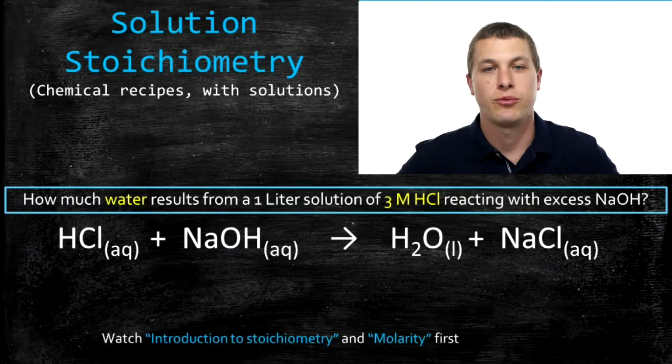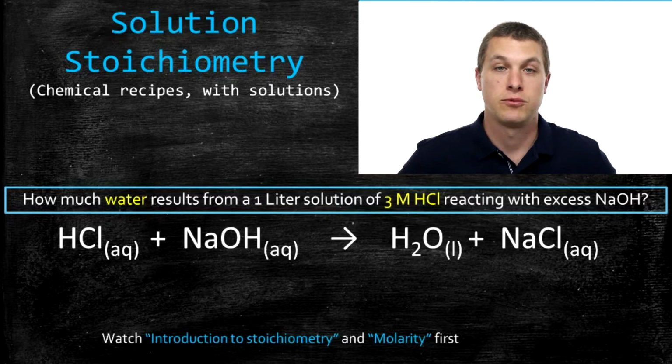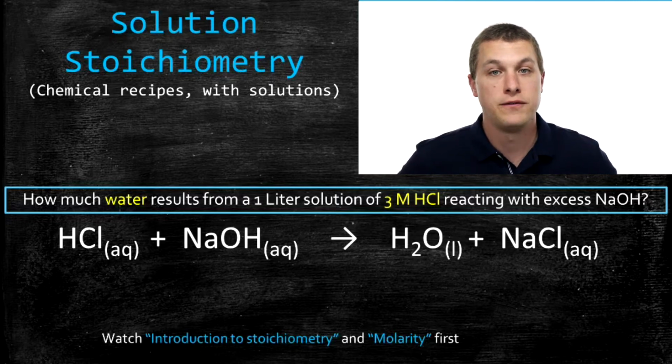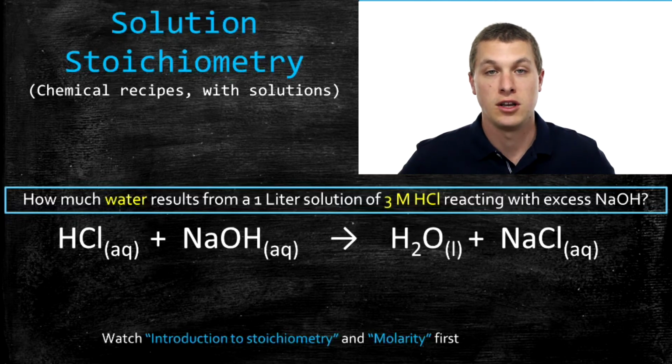Today on Real Chemistry, we're going to be talking about solution stoichiometry. What's that? Well, stoichiometry, remember, is just thinking about chemical recipes, that is, chemical reactions. And we can think about how much product we can get out by thinking about how much reactants we put in. To review stoichiometry, I recommend you watch my video, Introduction to Stoichiometry, before continuing.